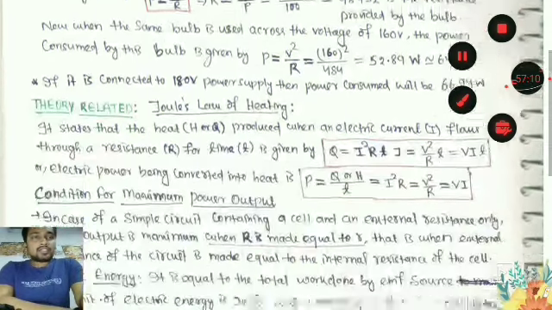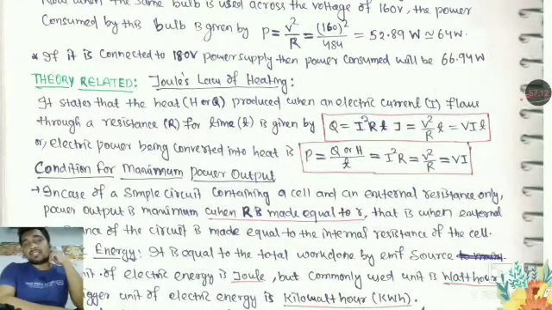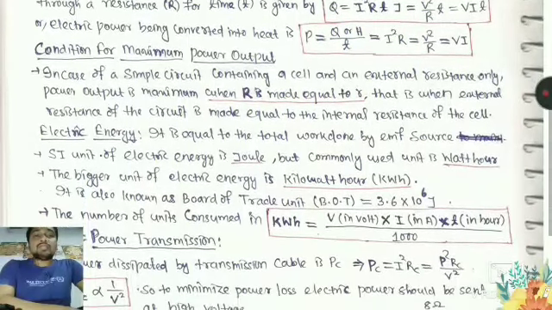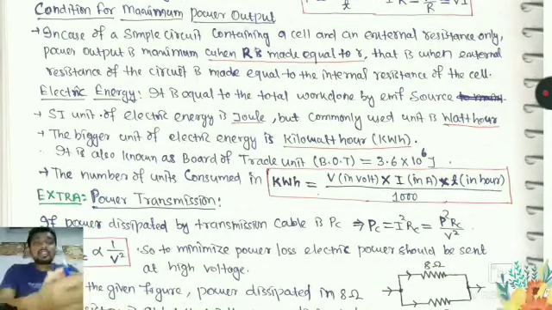Okay, then the theory related to this is Joule's law of heating. If heat H or Q is produced when an electric current I flows through a resistance R for time t, it is given by I square R t joule, or V square by R into t, or V I t. Okay, this electrical power converted into heat is given by power P equal to heat by t, I square R, V square by R, equal to V I. Condition for maximum power output.